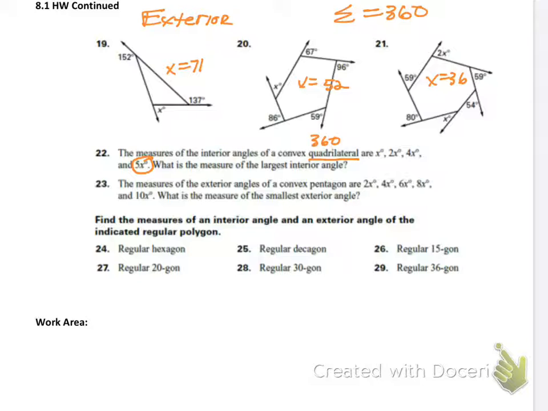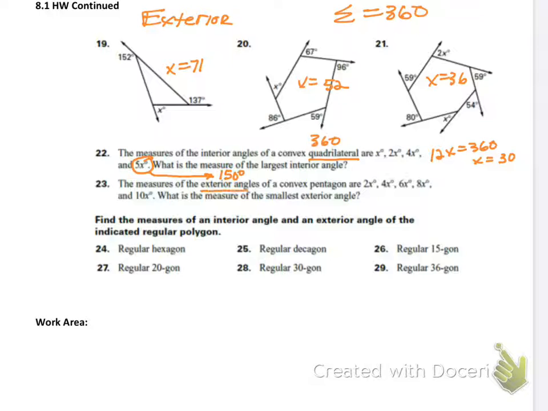So it looks like I should have 12x equals 360. So x is going to be 30, but I am not done because they didn't ask me to find x. They asked me to find the largest angle. So if I take my x and I multiply it by the 5, I will find that this angle is 5 times 30, which is 150 degrees. And that's the answer that they're looking for. What is the largest angle? The answer is 150.